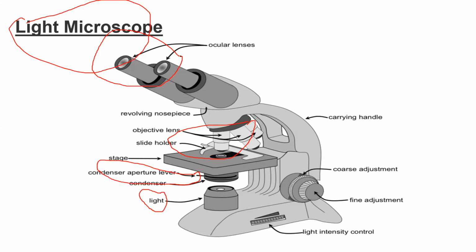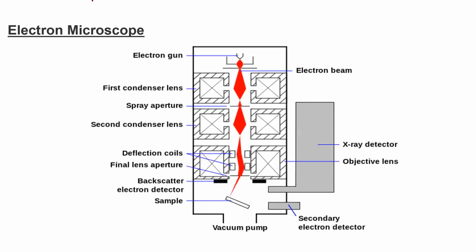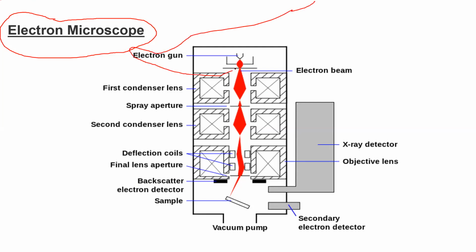Now let us see the electron microscope. This is the electron microscope. An electron microscope has many of the same components as a light microscope. Instead of a light source, the electron microscope uses an electron gun, which you can see here.